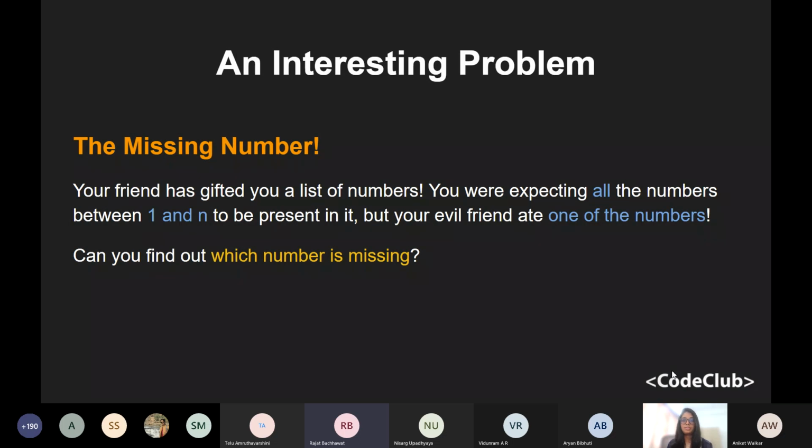So is the problem clear for everyone? If there's any doubt, if you've understood, can you do a plus one on the chat? Cool, cool. So it seems like people have understood the problem. So firstly, can anyone think of a very basic approach of solving this problem?